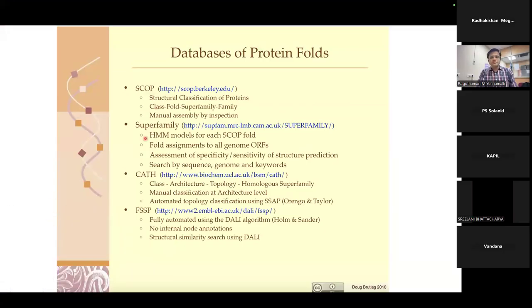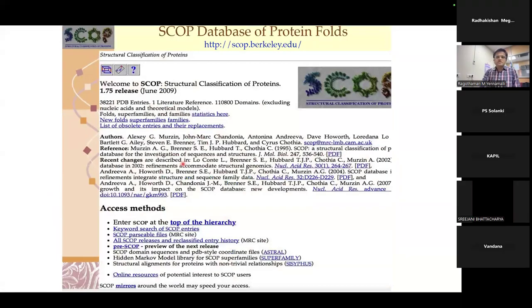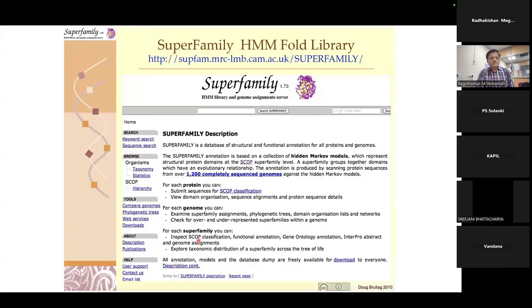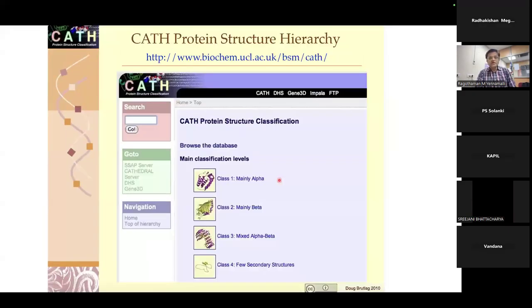So there is SCOP, Superfamily, CATH, FSSP. These are the four databases where proteins are classified based on the folds. Each uses a different type of method to classify the proteins. So SCOP is a manually curated database. So it is very slow in identifying, as there is a human behind it who classifies it. And there is an automated method, but the human determines whether that is right or wrong. Superfamily uses another type of method, a hidden Markov model method, to identify folds. Then there is CATH. Sorry, I didn't explain this.